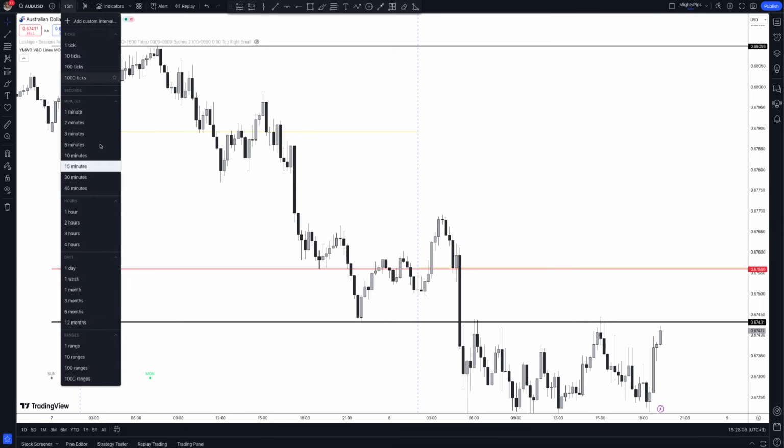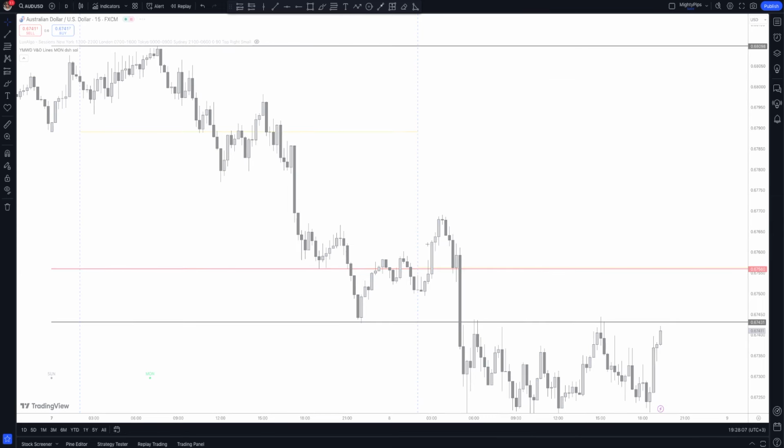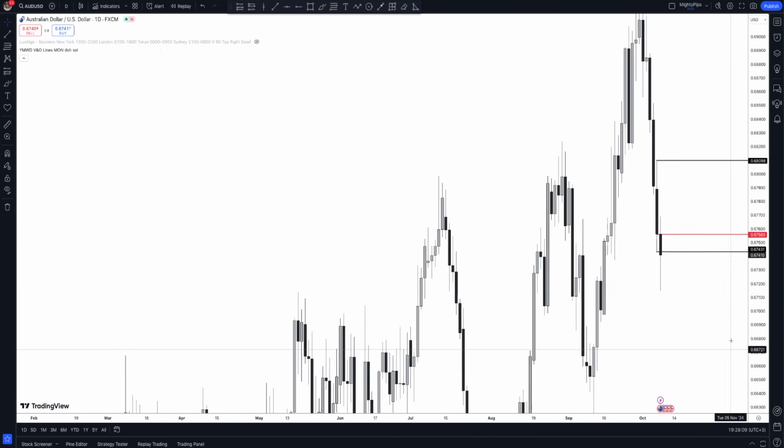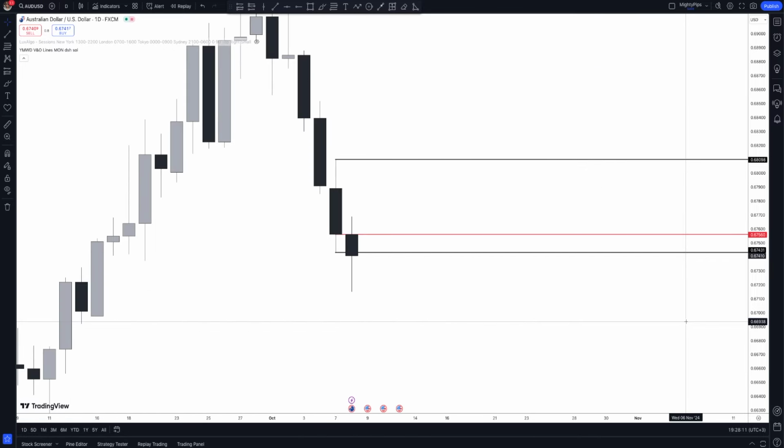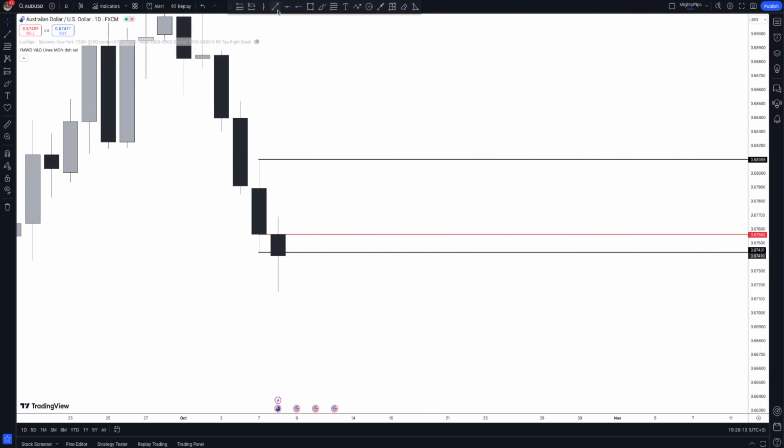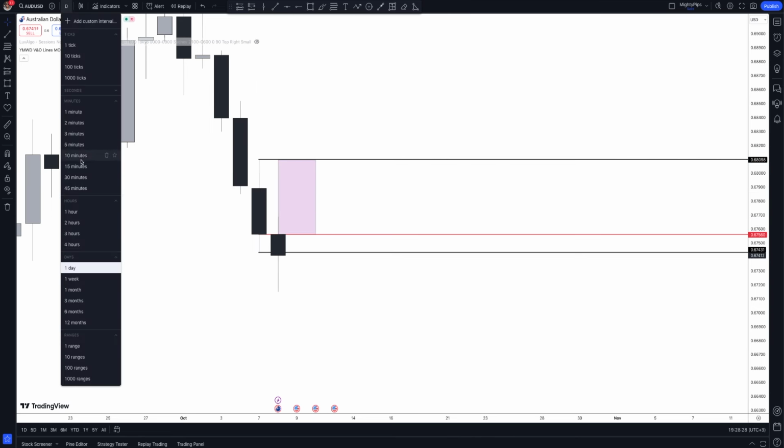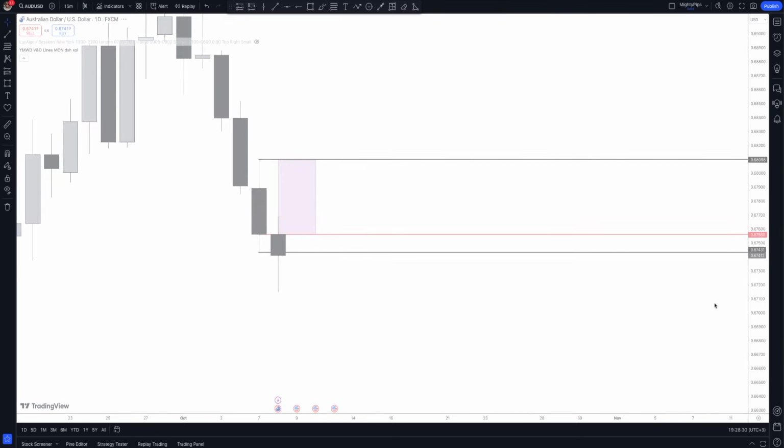Let me go back to the daily chart so that I can draw a purple zone there where we are going to be trading from, where we're going to take our trades from. The purple zone has to be between the red line and the high of the previous day's candle. This is where we're going to enter our trades. We'll adjust it according to where the market closed when we get down to the 15 minutes chart.